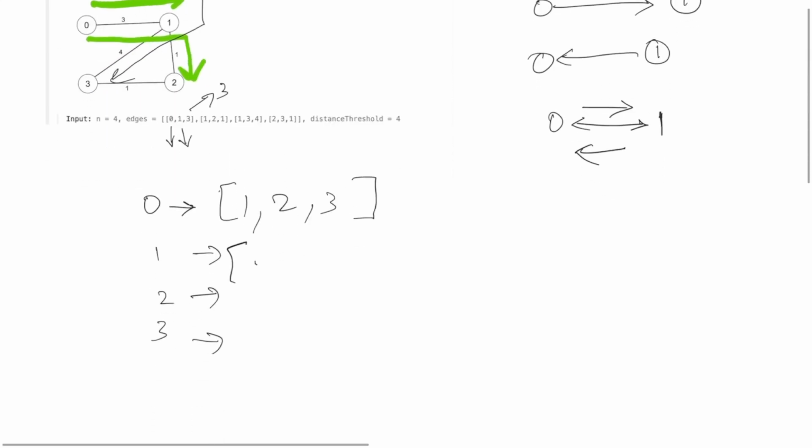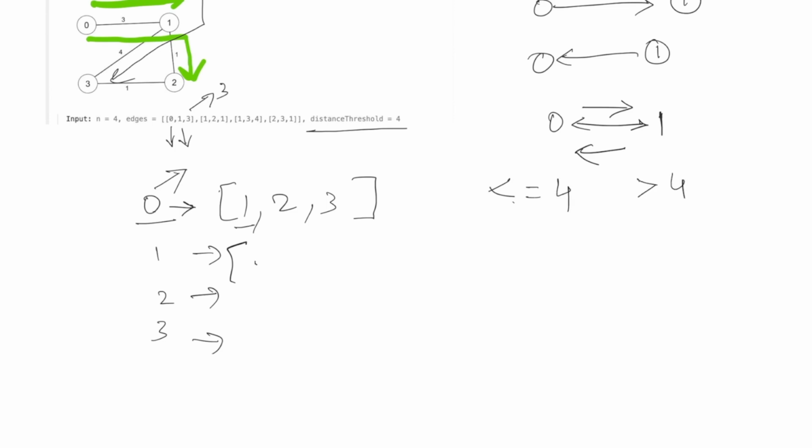So they want a city that can reach the least number of cities, and the distance from this city 0 to city 1 should not be more than the threshold distance. It should be less than or equal to 4, should not be more than 4. For each and every question they will mention the threshold distance. Okay, that's what we need to check.